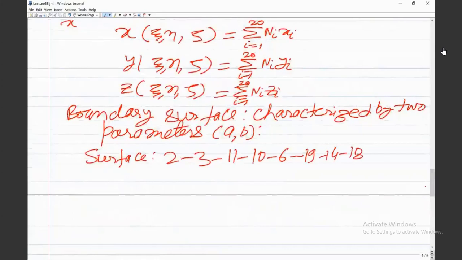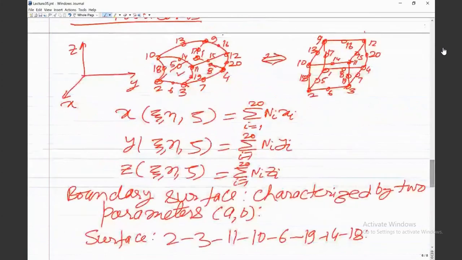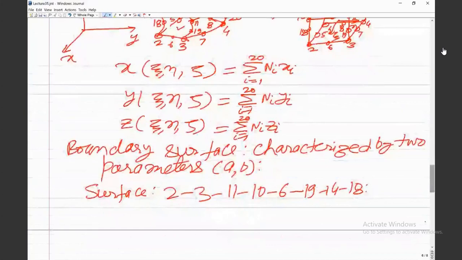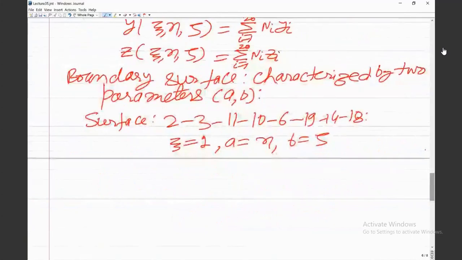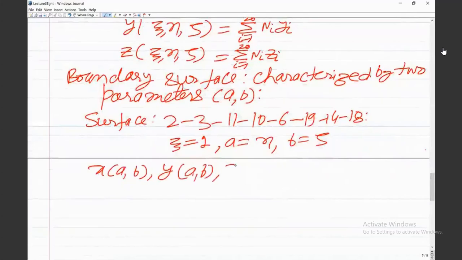If we take this surface, in the natural coordinate space, the natural coordinates of course are, this is xi, this is eta, and this is zeta. You will see that along this surface, xi is equal to unity, and let us say parameter A is eta and parameter B is zeta. So the parameters A and B are eta and zeta, and xi is equal to unity for the surface. So on that surface, you will have x as a function of parameters A and B, y as a function of parameters A and B, and z as a function of parameters A and B on any surface.